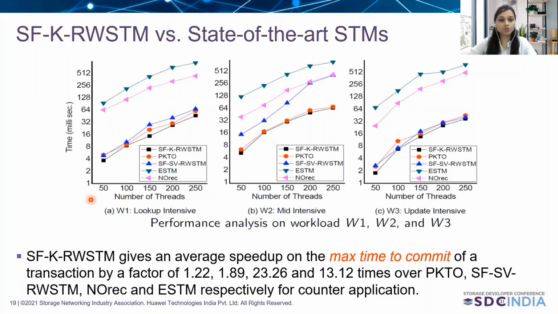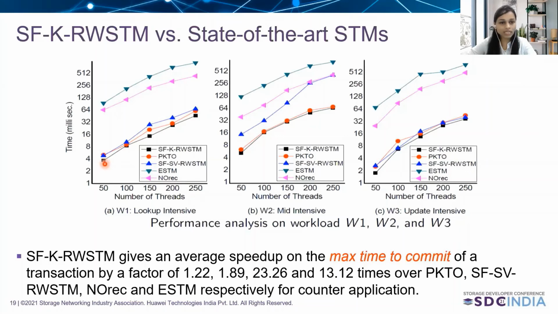This picture shows the comparison of our proposed SFK-RW-STM algorithm with state-of-the-art STMs. There are 3 figures A, B and C, each for the lookup intensive, mid intensive and update intensive workload. The x-axis shows the number of threads, whereas the y-axis represents the maximum time taken by a transaction to commit in milliseconds, so lower is better. For the state of the art, we have considered PKTO, SFSV, RWSTM, ESTM, and NOrec STM. Those are popular STMs in the literature.